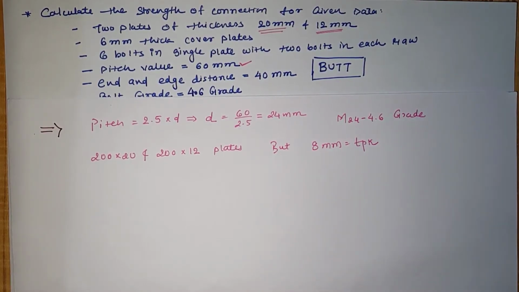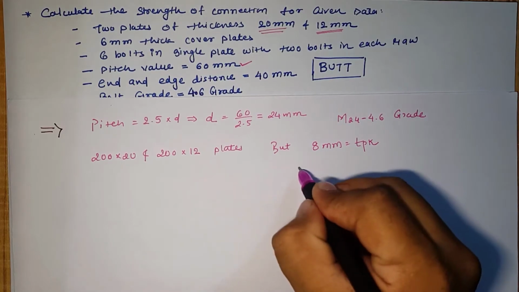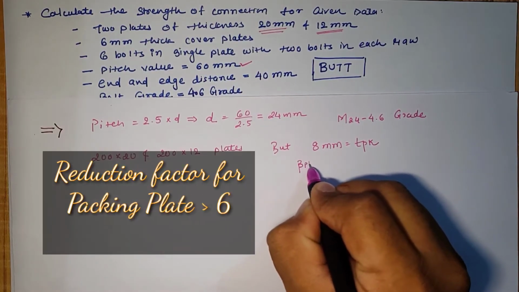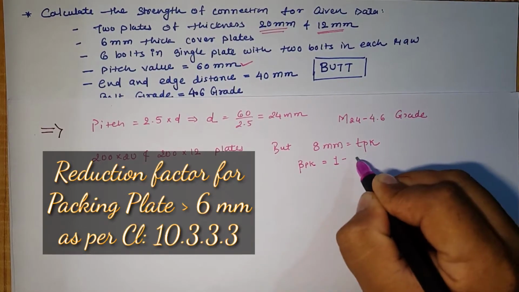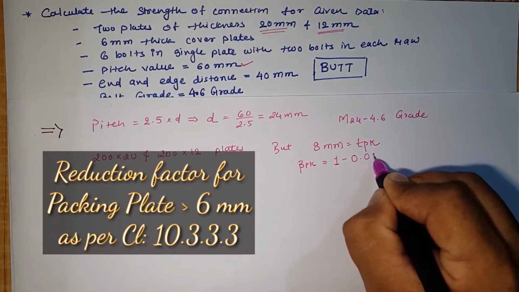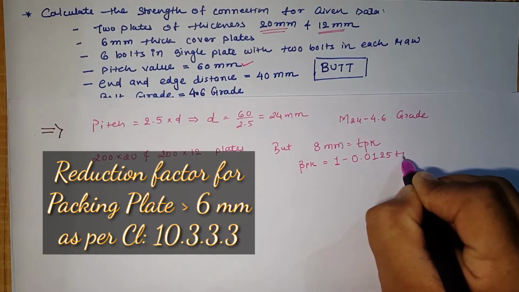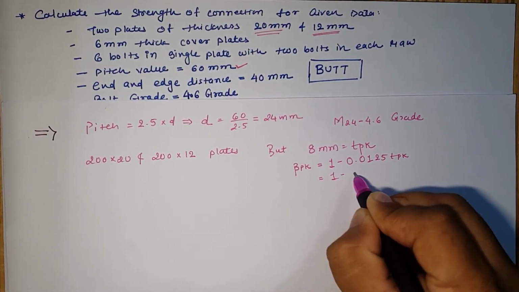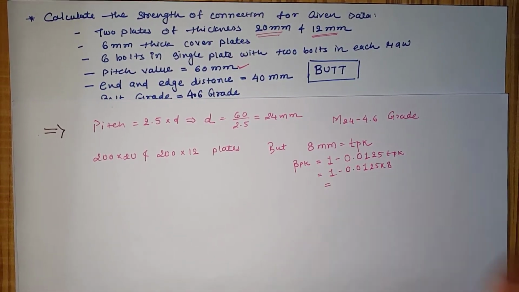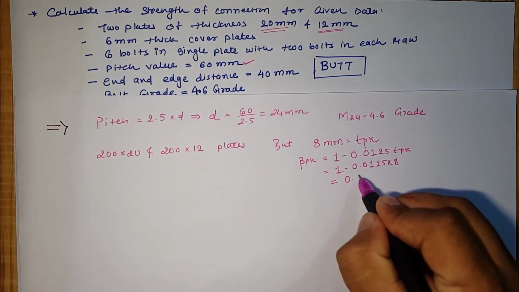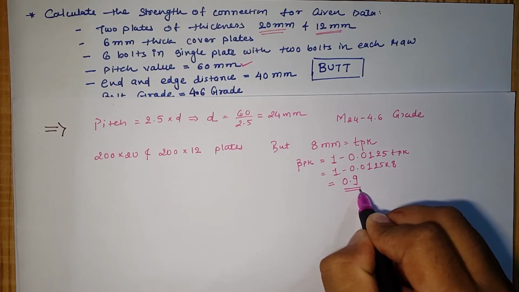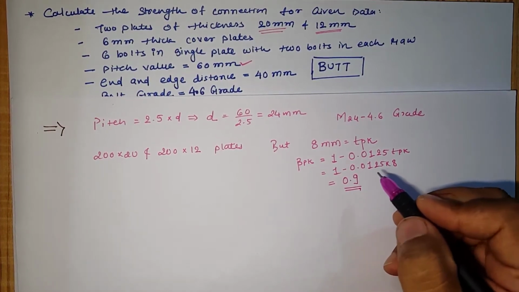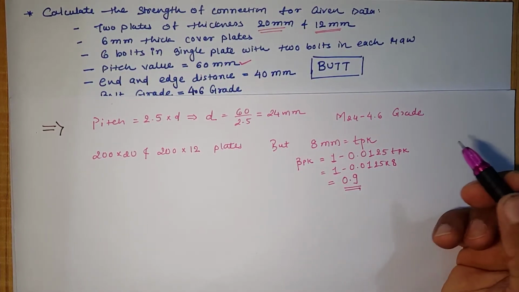Now according to the Indian Standard, we have to multiply VDSB by the beta pk factor, and the value of beta pk is 1 minus 0.0125 TPK, which is equal to 0.9. We have to use 0.9 into VDSB for calculating the bolt value.